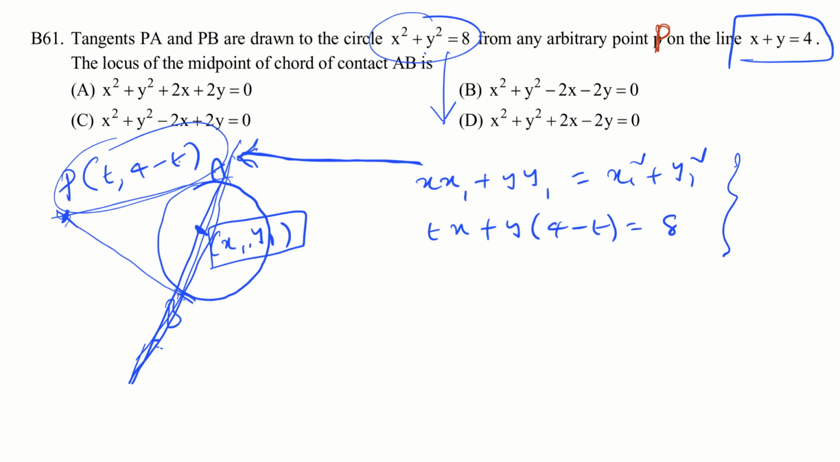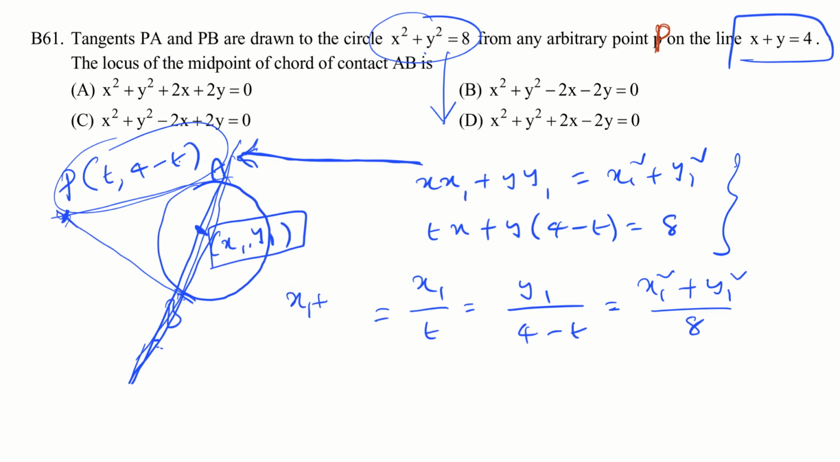Now these two equations represent the same line, so the corresponding coefficients are in proportion. So I'll get x1 by t is equal to y1 by (4 minus t) is equal to (x1 square plus y1 square) by 8. Now all that you need to do is to eliminate t from the equations. Using ratio and proportion, here I can write one more ratio, that is, in the denominator I'll have 4. Now you simply take these two, you have the locus. Okay, let's go to the next problem.